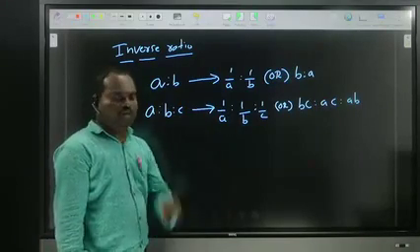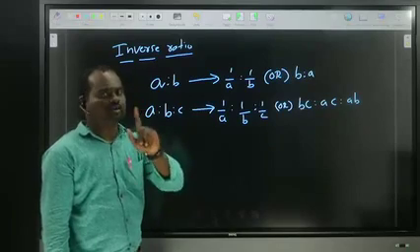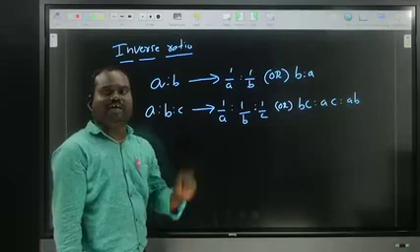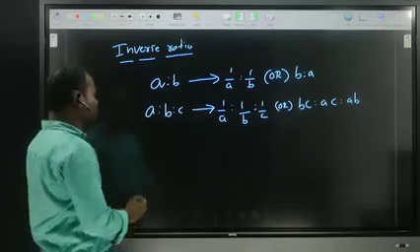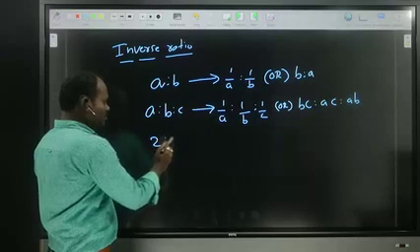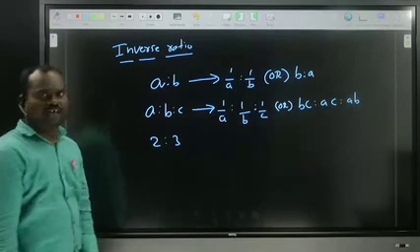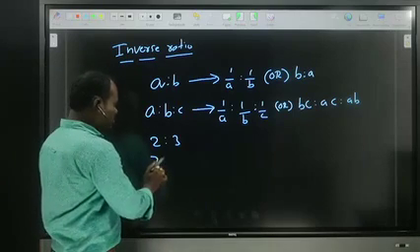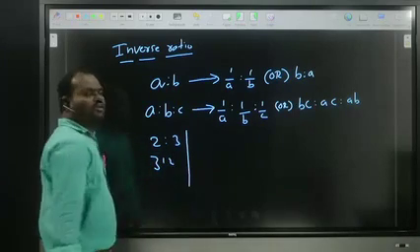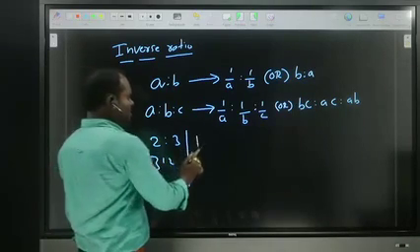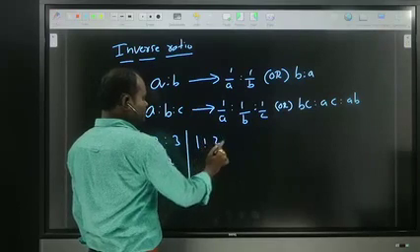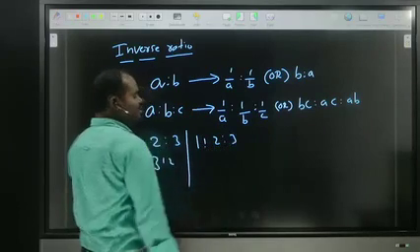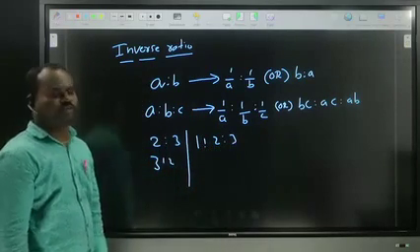Right? Earlier I showed compound ratio. Now I showed inverse ratio. For example, one example, shall we see now? 2 is to 3. What is the inverse ratio? 1 by 2 is to 1 by 3. Otherwise 3 is to 2. Okay? For example, 1 is to 2 is to 3. What is the inverse ratio?